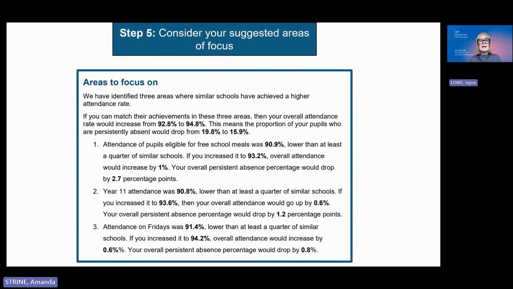With that in mind, the next step is to consider the suggested areas of focus. These are the areas that the report's identified as potential areas where you can make gains, because many of your similar schools are doing so. So in this example, this school's suggested areas of focus are pupils who are eligible for free school meals, Year 11s, and also Fridays.